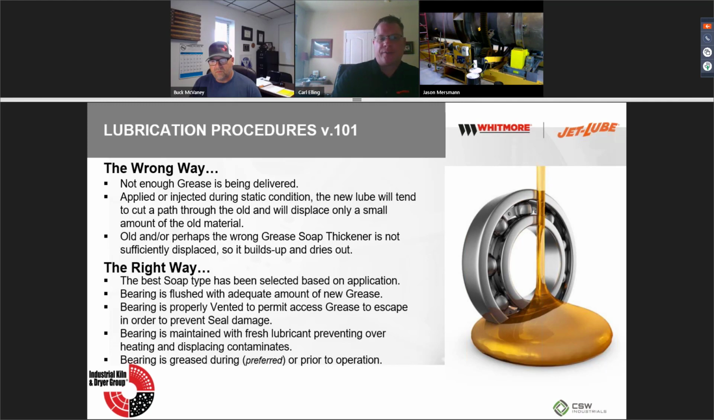Make sure that the bearing is flushed with an adequate amount of new grease. Also, the right way: the bearing is properly vented, so it permits the excess grease to escape in order to prevent seal damage. The bearing is also maintained with fresh lubricant, preventing overheating and displacing contaminants. And then make sure the bearing is greased during operation or just prior to operating. So that's the best time to actually apply the grease.